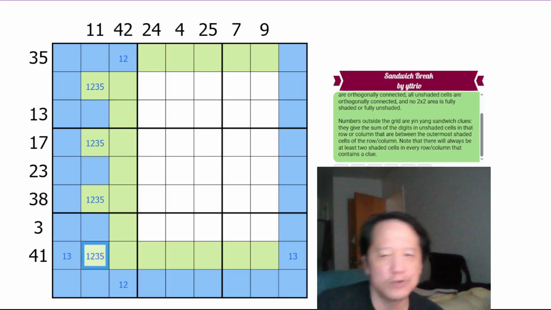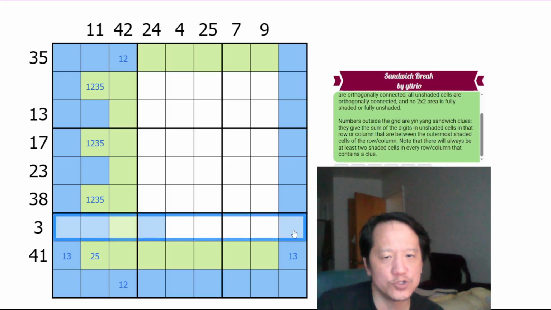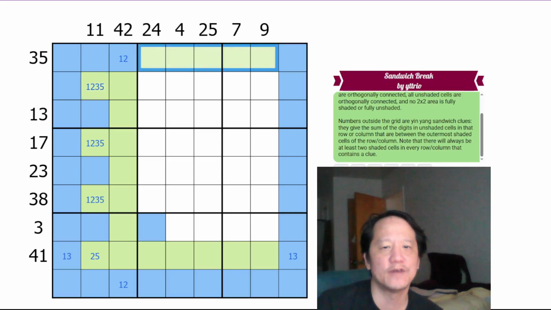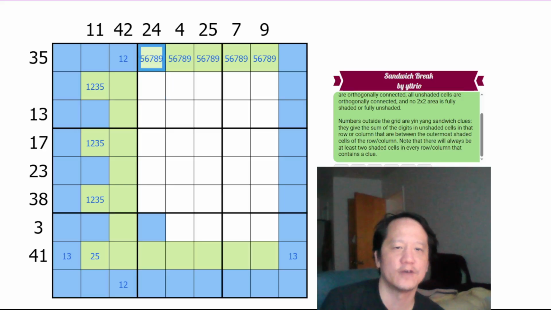Okay, this cannot be 1 or 3 because of the 1, 3 pair in the row already. This must have, so we have 3 greens here. This can't be green, it's blue. We have at most 2 greens in this row because the outside ones are blue. Oh, to add up to 38. So this has to be 5 through 9 here to add up to 35, which leaves 1 through 4 in the remaining digits in the row 1.